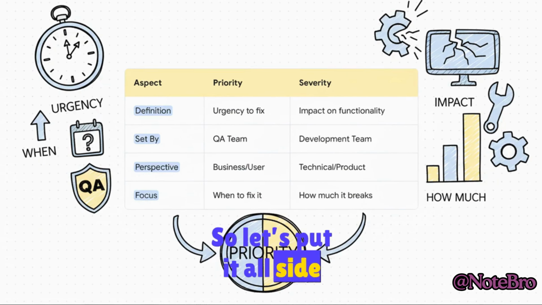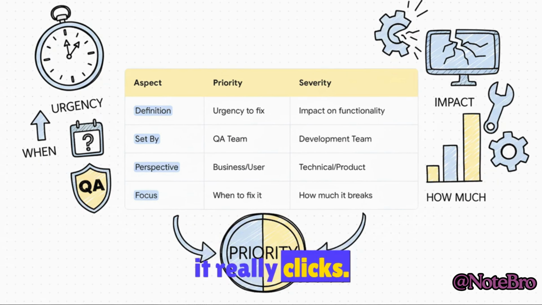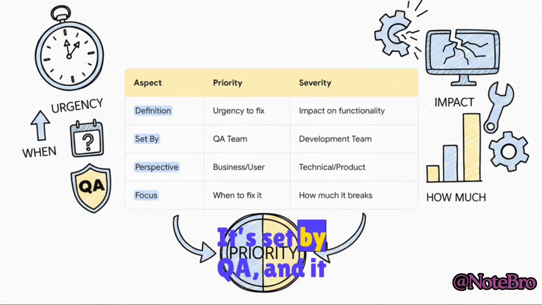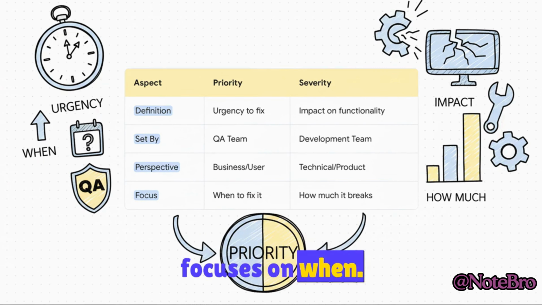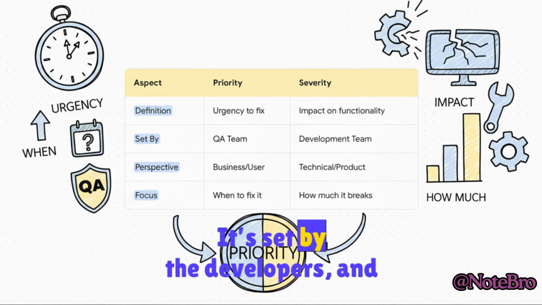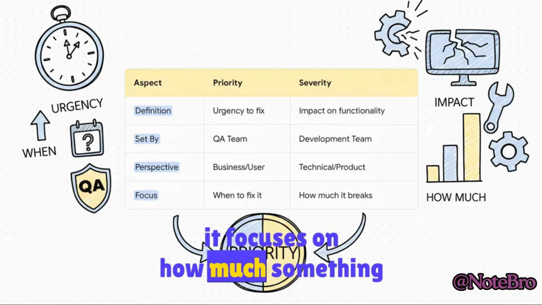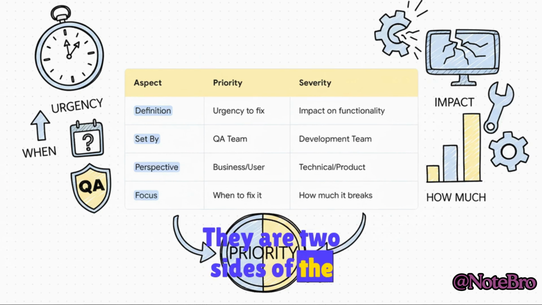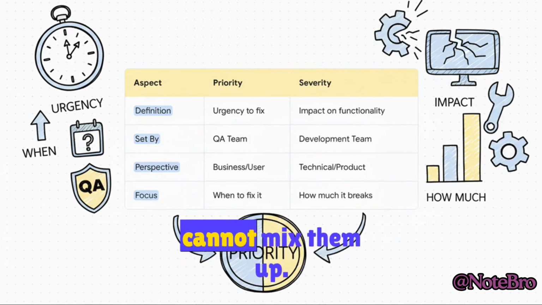So let's put it all side by side because this is where it really clicks. Priority is about urgency, it's set by QA, and it focuses on when. Severity is about impact, it's set by the developers, and it focuses on how much something is broken. They are two sides of the very same coin, but you absolutely cannot mix them up.